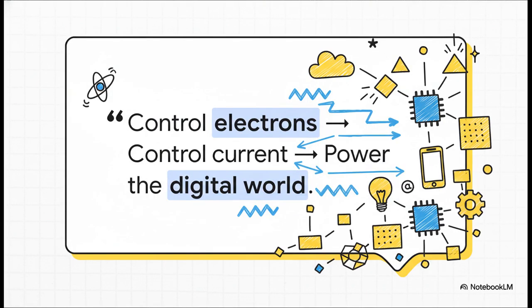So the next time you watch an AI generate an image or you ask your phone a question, just remember this simple chain of command. It all starts with controlling a single electron. That control lets us direct an electrical current, and that carefully directed current is what powers our entire digital world. It's this incredible, invisible foundation, built one supercharged electron at a time.